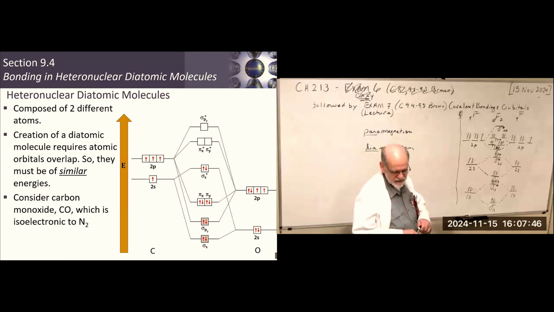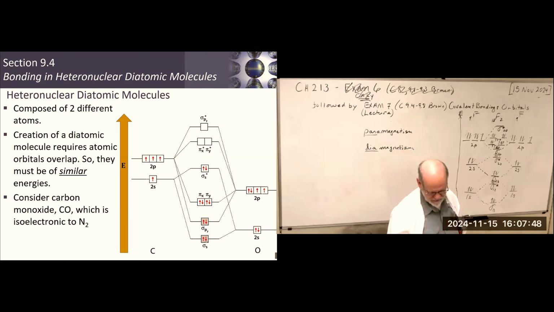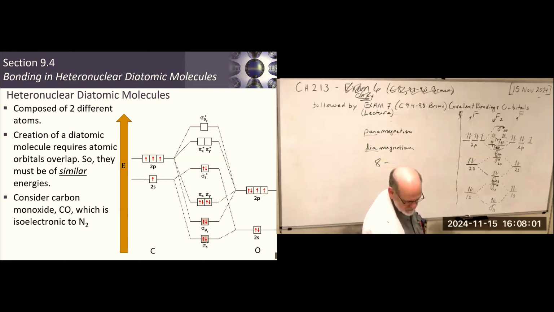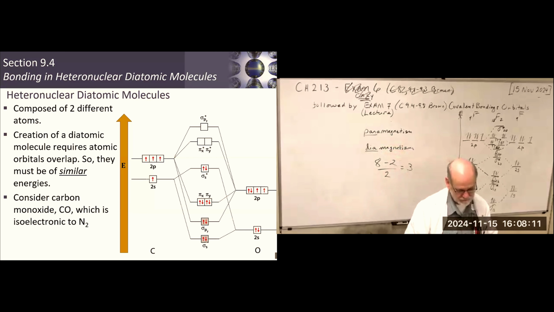If we do the bond order for this one, I should be able to do that pretty quick. So let's see, bonding electrons. We have a sigma s2, 4, 6, 8. So we have 8 bonding electrons, and anti-bonding we have just 2, correct? Yep, just 2. So 8 minus 2 is 6, divided by 2 equals 3. So yeah, carbon monoxide has a triple bond. And it should be diamagnetic because all the electrons are paired.